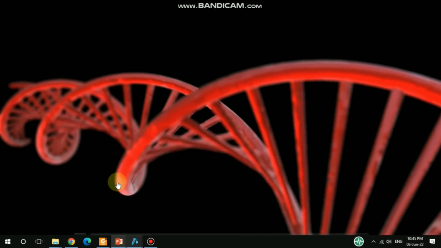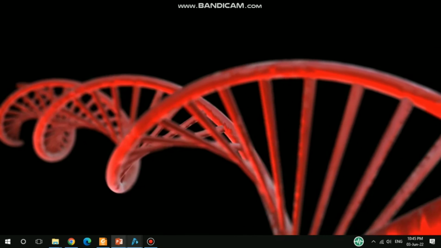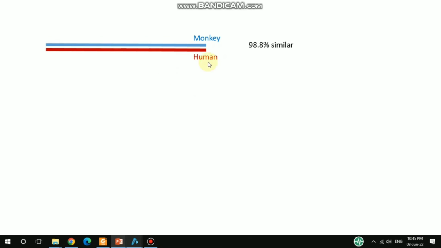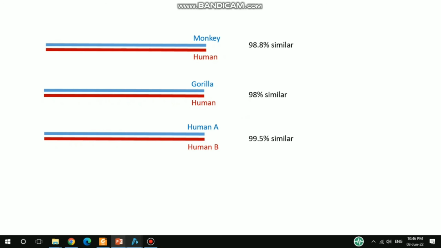Next, you might have a question: what is the percent of genome identity between human and monkey, between individual humans, and between human and gorilla? Between monkey and human, the percentage of identity is 98.8%. That is a very big similarity. Between gorilla and human there is 98% similarity. And between individual humans, they are 99.5% similar. So only a 0.5% sequence difference is used to distinguish all humans.